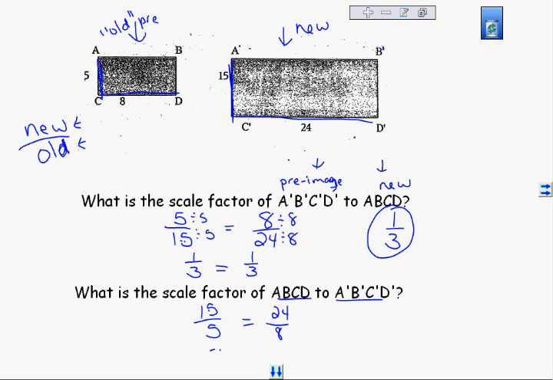15 divided by 5, 3. 24 divided by 8, 3. So my scale factor here is 3. So you blew it up by 3. Here you reduced it by a third. Here you enlarged it by 3. So this is also a good way to figure out if they're similar. If these don't end up equaling, then they're not similar. But since they are equal, the ratios are equal, it's similar. New over old, that's the trick there.